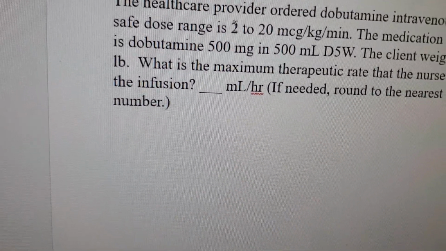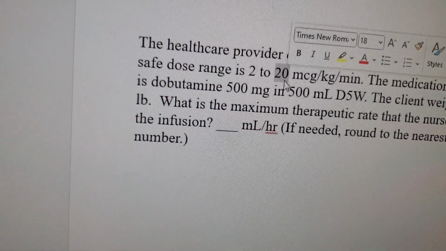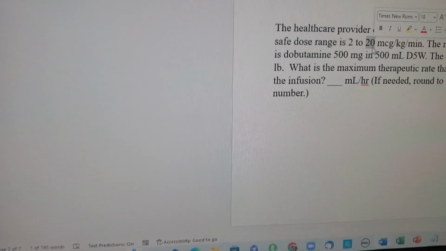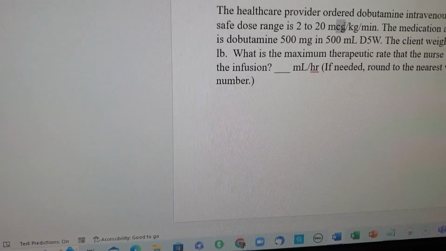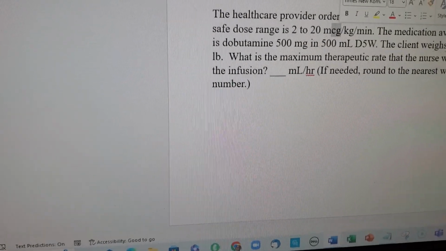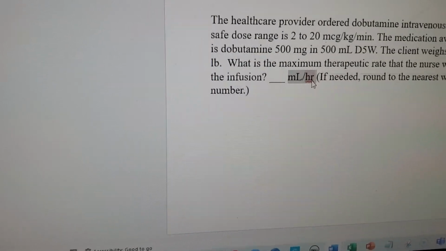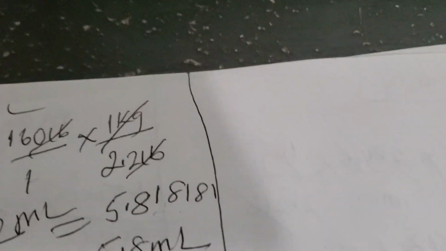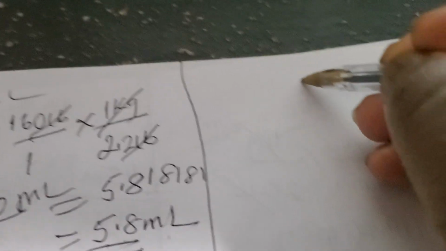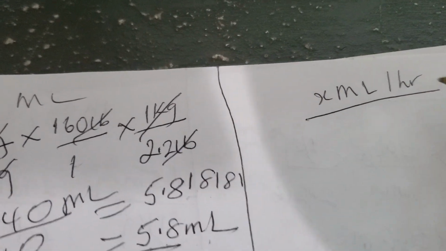The maximum, so between 2 and 20, the maximum is 20. So we're going to go with 20 microgram. Remember that. And we have to convert microgram to milligram, and then the pound to kilogram. And our final answer has to be in ml. So pause it and try it yourself whilst I also do it. All right. So my final answer should be x ml per hour.